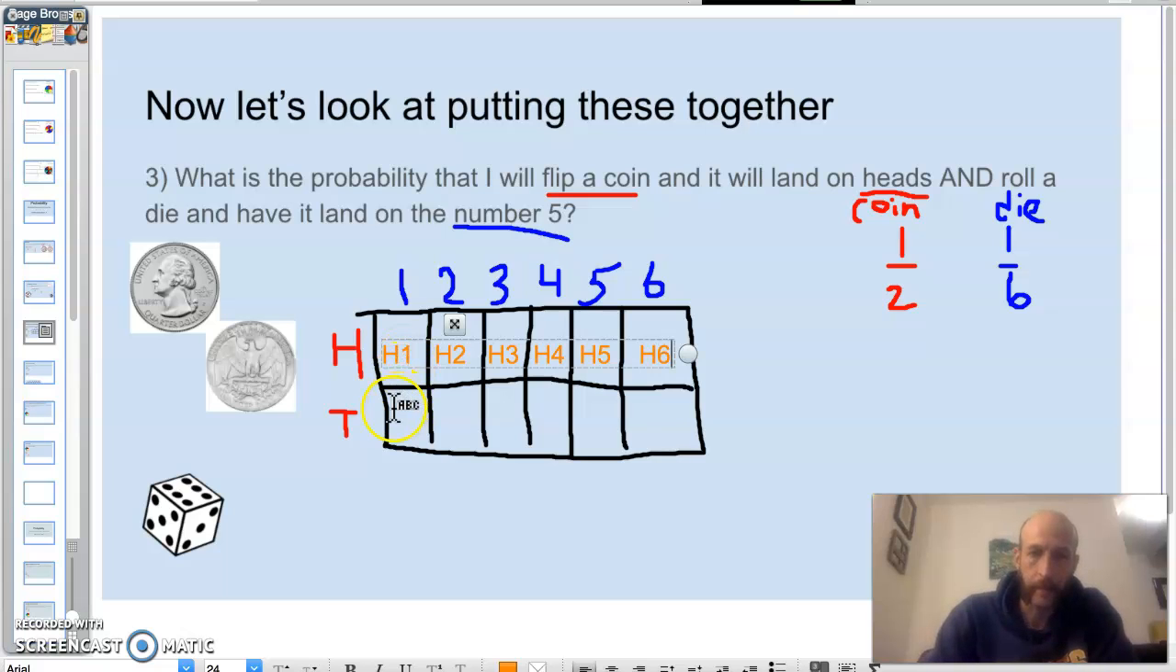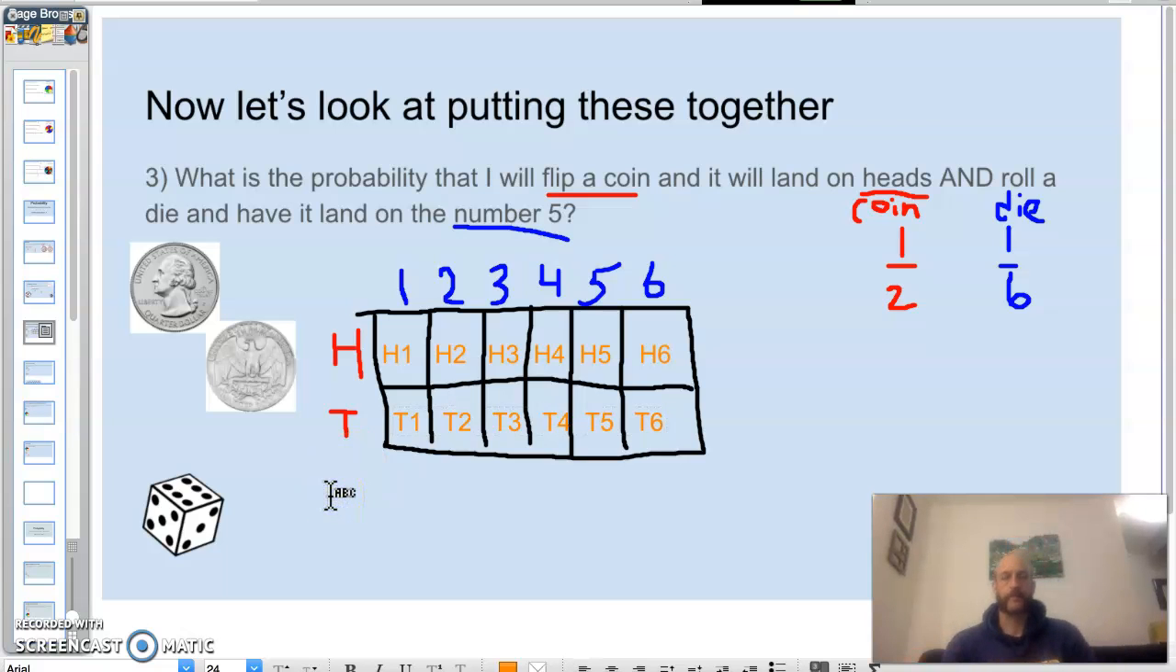Okay, but I don't necessarily have to flip the coin and get a heads first. I could also get a tails first, and then I could potentially roll a 1. Or flip a coin and get a tails and a 2. Flip a coin, get a tails and then roll a 3. Get a tails and roll a 4. Get a tails and roll a 5. Or get a tails and roll a 6.